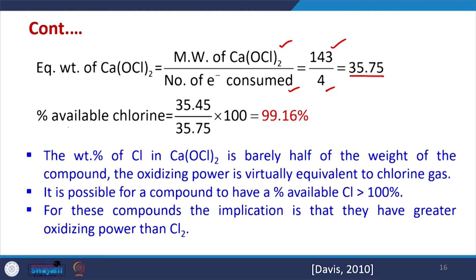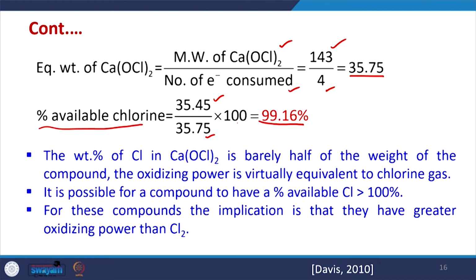So, the percentage available chlorine in the case of CaOCl2 is 35.45 divided by 35.75, into 100. So, it is 99.16. The weight percentage of chlorine in CaOCl2 is barely half of the weight of the compound, so this is only half, but the oxidizing power is virtually equivalent to chlorine gas itself.